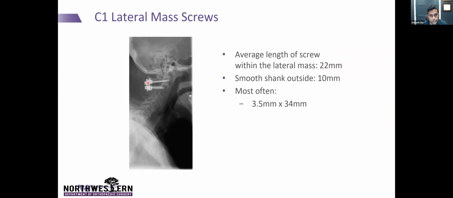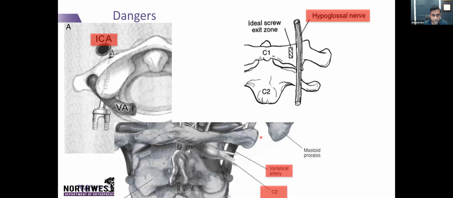Here's an example of C1 screws already in there. I usually think about the average length of the screw within the lateral mass as about 22 millimeters. And then whatever's protruding out of it, because the lateral mass is way down here, right? This is like 22 millimeters. And then there's going to be some portion sticking out, usually about 10 millimeters or so. Some people may not, but I've been using a smooth shank, so that it doesn't irritate the nerve, if you didn't sacrifice the nerve. So if you add that up, it's usually around a 32, 34 millimeter screw that you'll be using. And you can usually put a 3.5 screw in there.